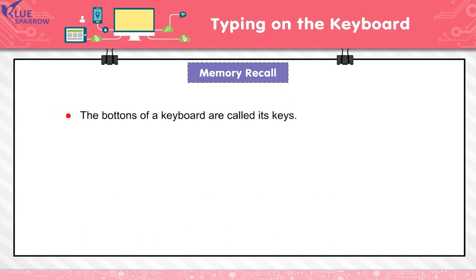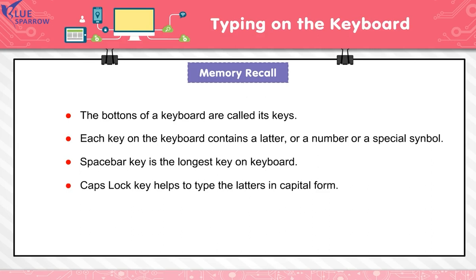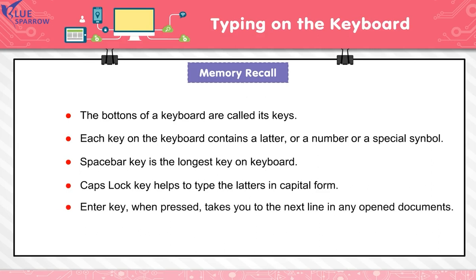The buttons of a keyboard are called its keys. Each key on the keyboard contains a letter, or a number or a special symbol. Spacebar key is the longest key on keyboard. Caps lock key helps to type the letters in capital form. Enter key, when pressed, takes you to the next line in any open document.